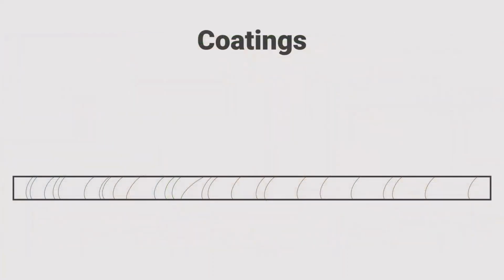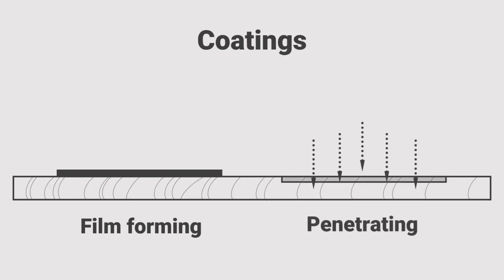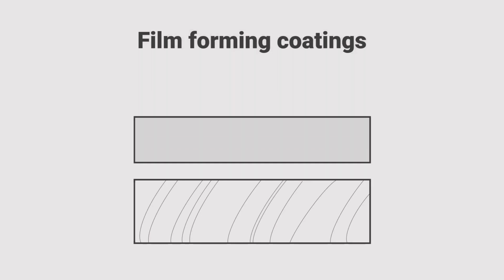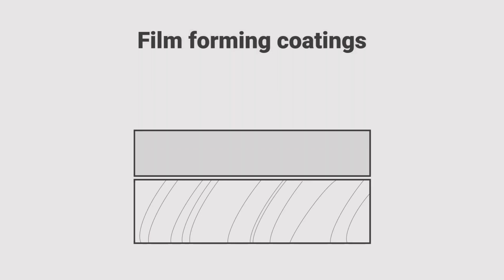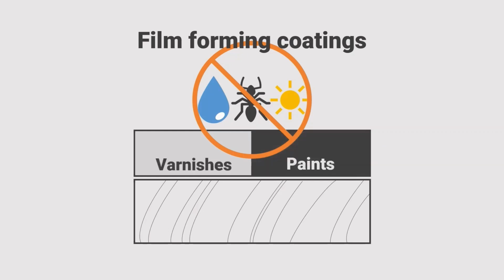Broadly speaking, there are two types of coatings: film-forming coatings and paints, and penetrating oils and stains. As the name suggests, film-forming coatings create a durable film on the wood surface that acts as a physical barrier to the elements and insects. These include clear and semi-transparent coatings like varnishes, and opaque coatings like paint.